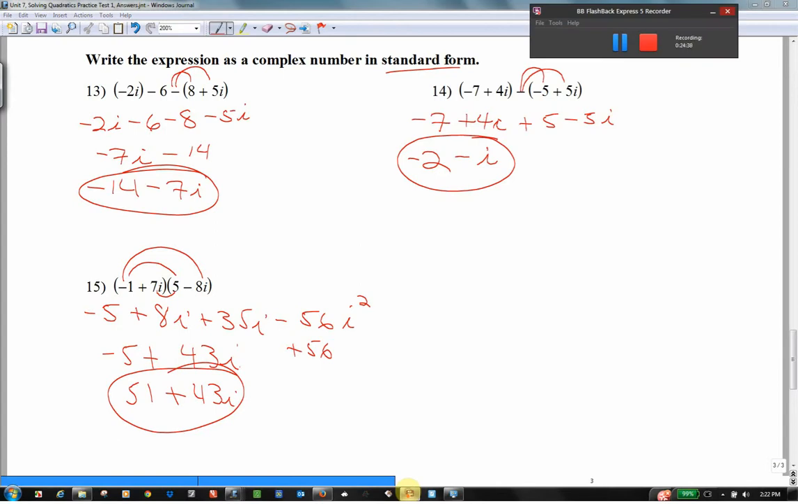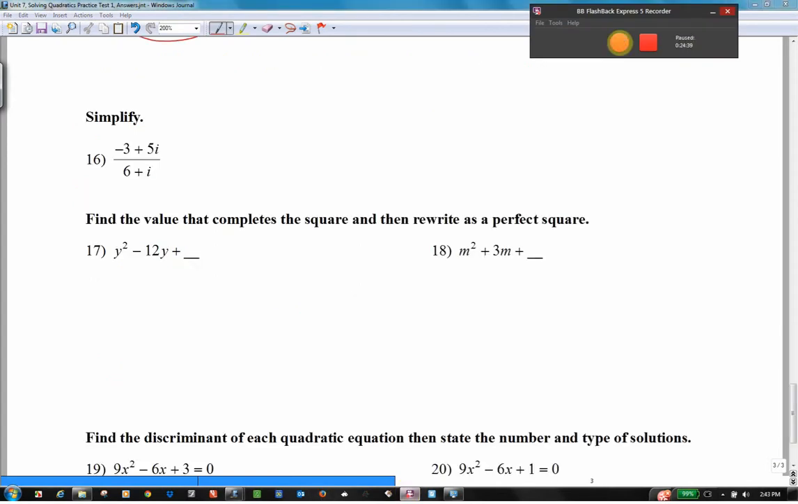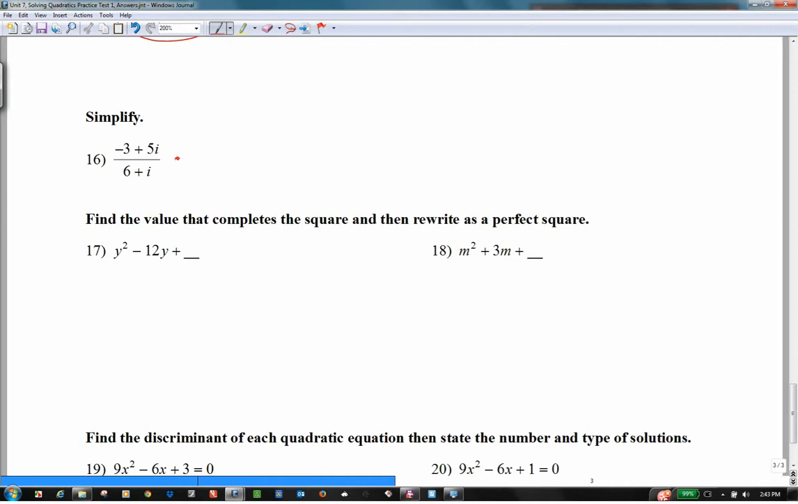Okay, so the problem here that says simplify, it has an i in the denominator. We cannot have any imaginary numbers in the denominator. So I'm going to need to multiply this by the complex conjugate of the denominator. So if this denominator is 6 plus i, I'm going to multiply both the numerator and the denominator by 6 minus i. Now I'm going to enclose them in parentheses so I don't get mixed up on the FOIL method.